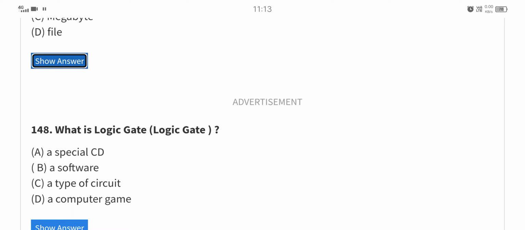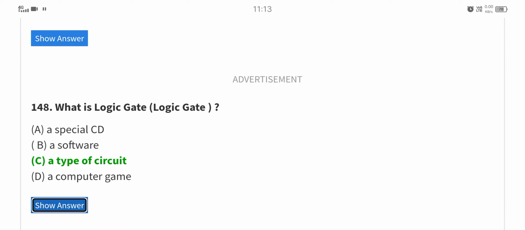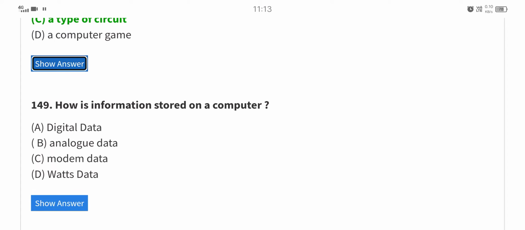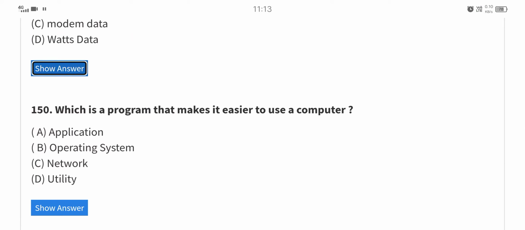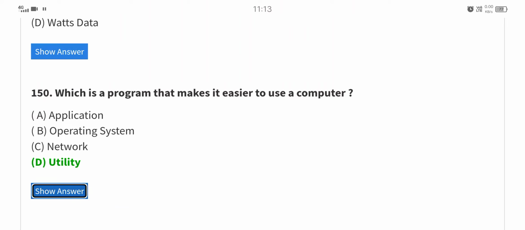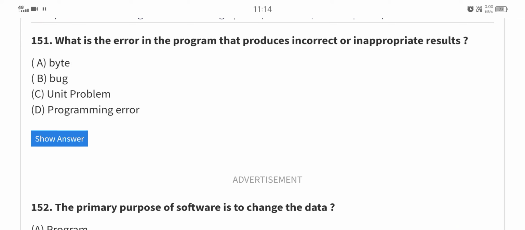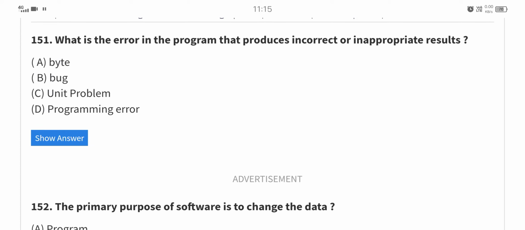What is a logic gate? A type of circuit. How is information stored on a computer? Digital data. Which is a program that makes it easier to use a computer? Utility. What is an error in a program that produces incorrect or inappropriate results? Bug.